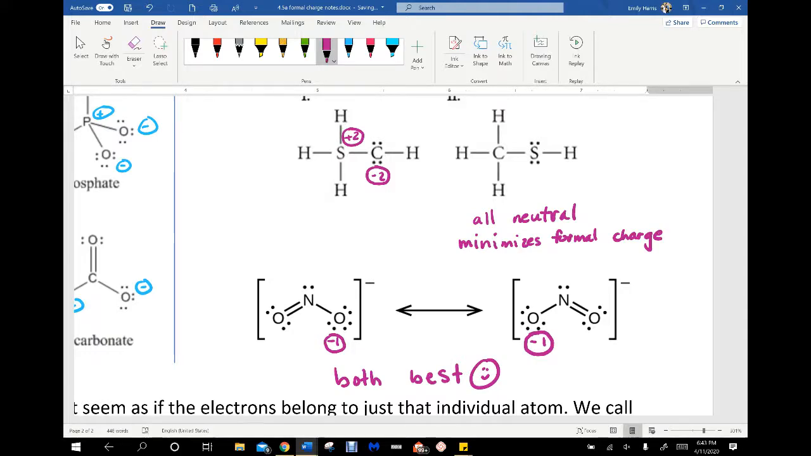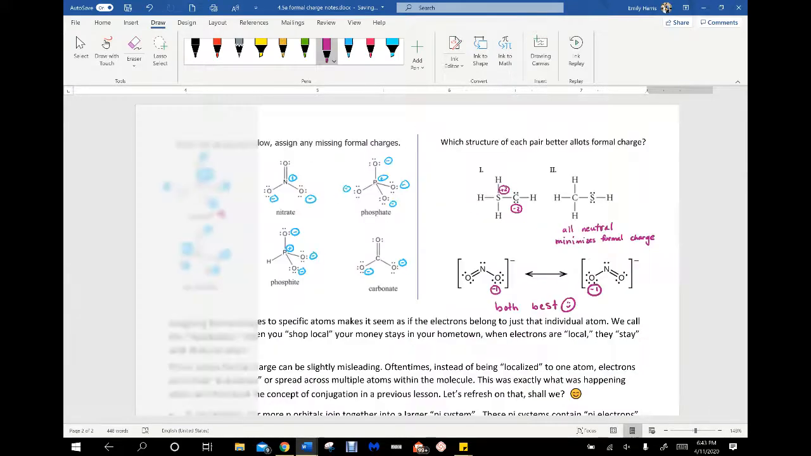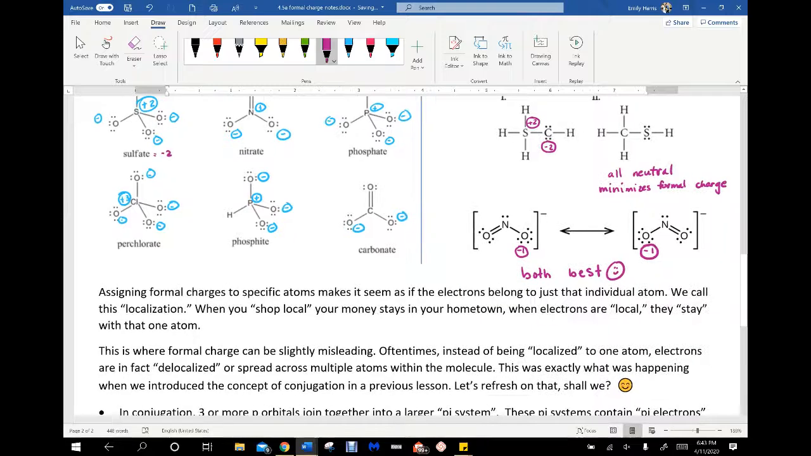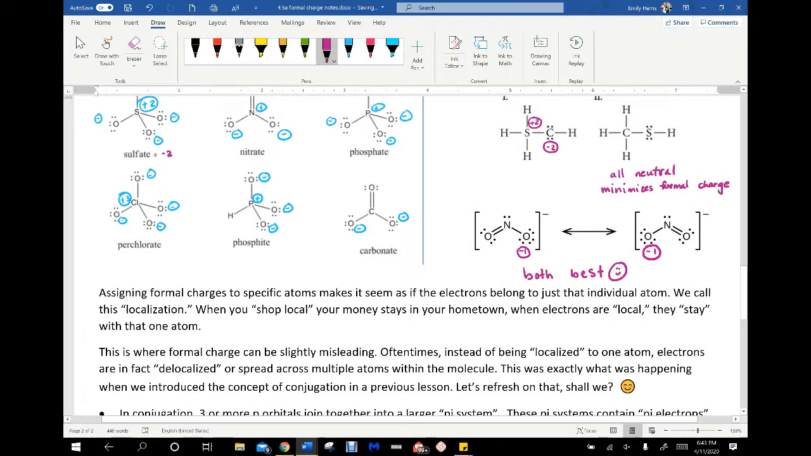All right. So now just one more closing thought before we send you off to practice some more. I'll read this last part to you. It says, assigning formal charges to specific atoms makes it seem as if the electrons belong to just that individual atom. And we call this localization, all right? So it seems like those electrons are localized on one atom.